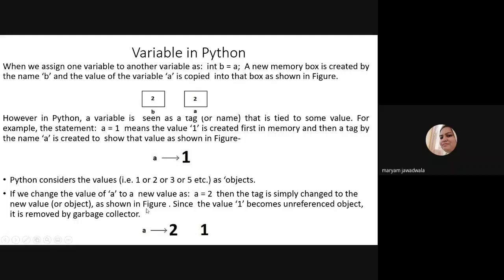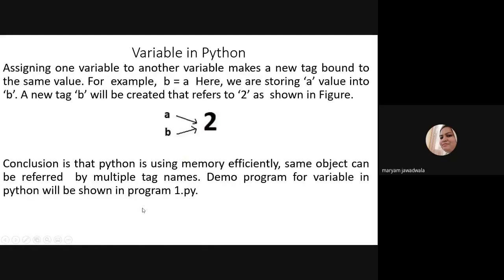And suppose we change the value, say I write a equals 2. Then what happens? The tag a now refers to another object, 2, and the memory location of 2 is different from 1, right? And since 1 becomes an unreferenced object, not referred to by any tag name, it will be removed by the garbage collector.